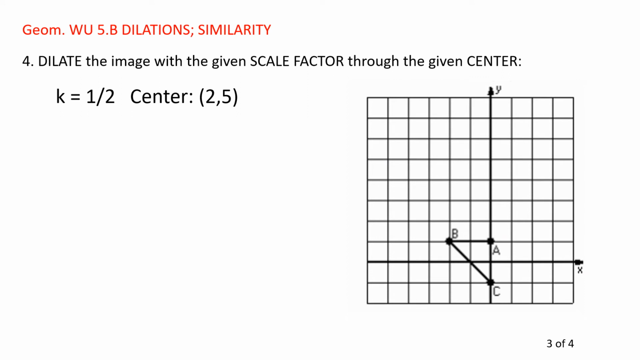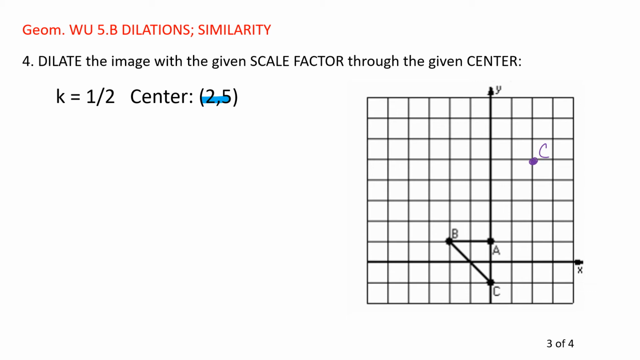All right, dilate the image. I'm actually going to have to graph on this one. Dilate the image with a given scale factor through the center. Notice on this one, they're giving me a different point as the center. So my center is going to be located at 2, 5. So over 2, up 5 is going to be right here. That's the center of dilation, which means it's going to be going something like that. And I'm dilating it by half, so my answer is going to be somewhere up here, I think. Let's find out.